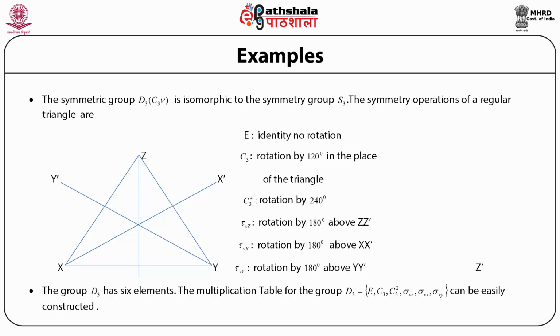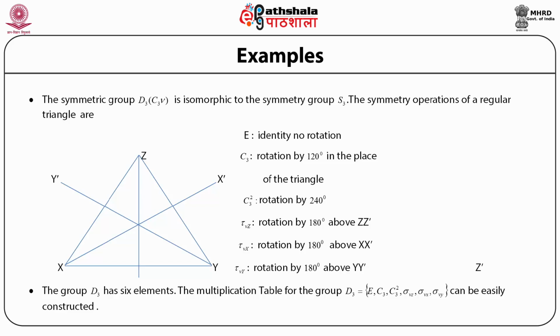This symmetry, a rotational symmetry or mirror symmetry, we represent by sigma_v Z, which is rotation by 180 degrees about ZZ prime. Likewise, a rotation by 180 degrees about XX prime is a symmetry which we designate as sigma_v X, and similarly sigma_v Y. So the group D3 has 6 elements.